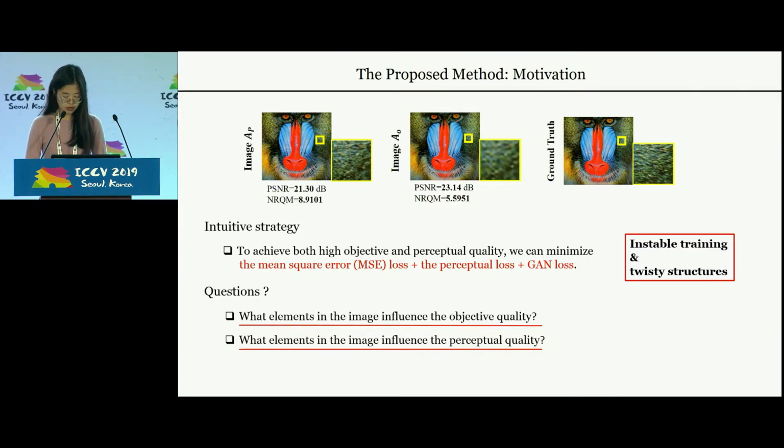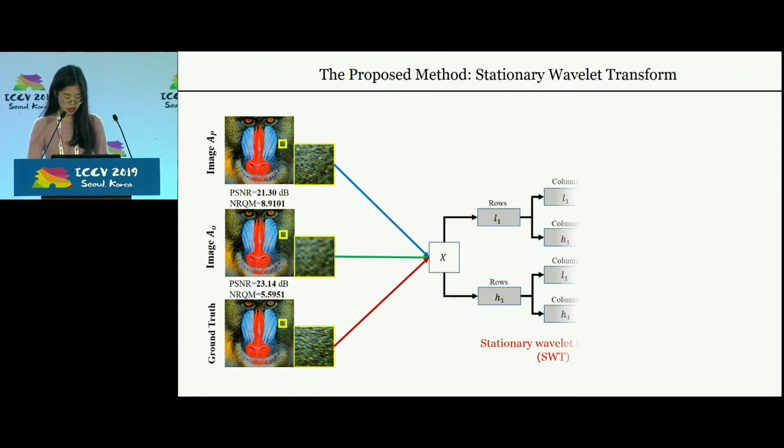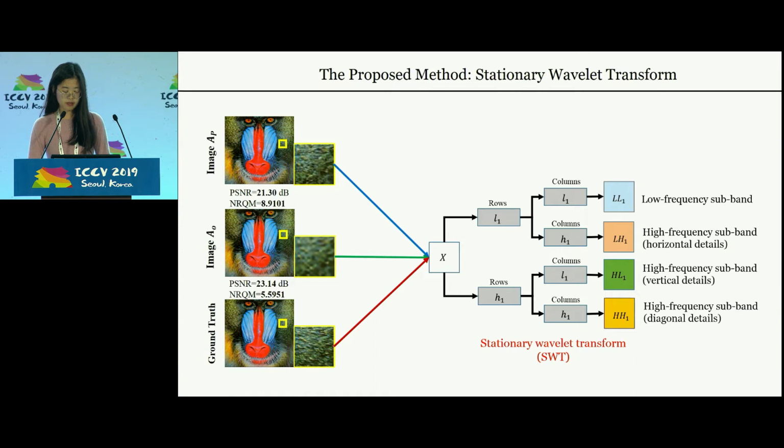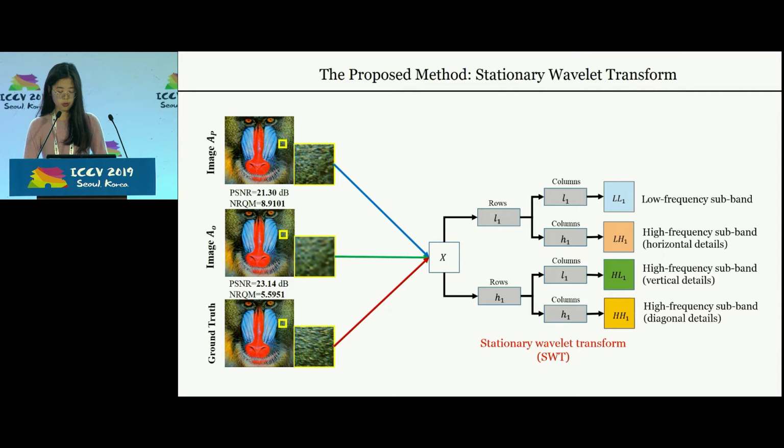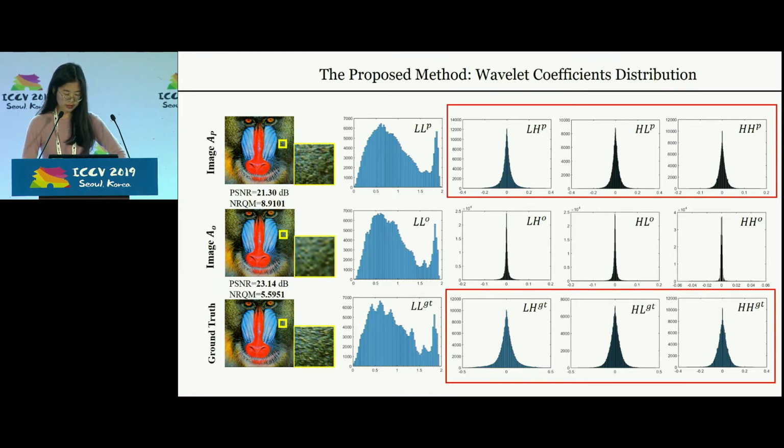To answer this question, suppose that we have these 3 images: AP with high perceptual quality, AO with high objective quality, and the ground truth. We apply stationary wavelet transform on these 3 images, which can decompose each image into one low-frequency subband and several high-frequency subbands. Now we can see this very interesting phenomenon. The high-frequency subbands of image AP are quite close to those of the ground truth, and the low-frequency subband of image AO is close to the ground truth.